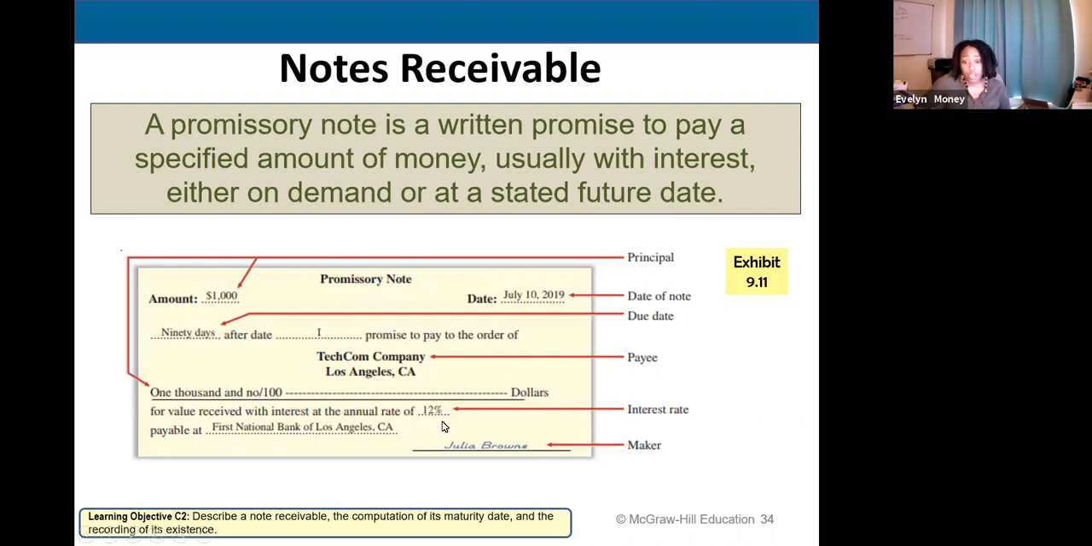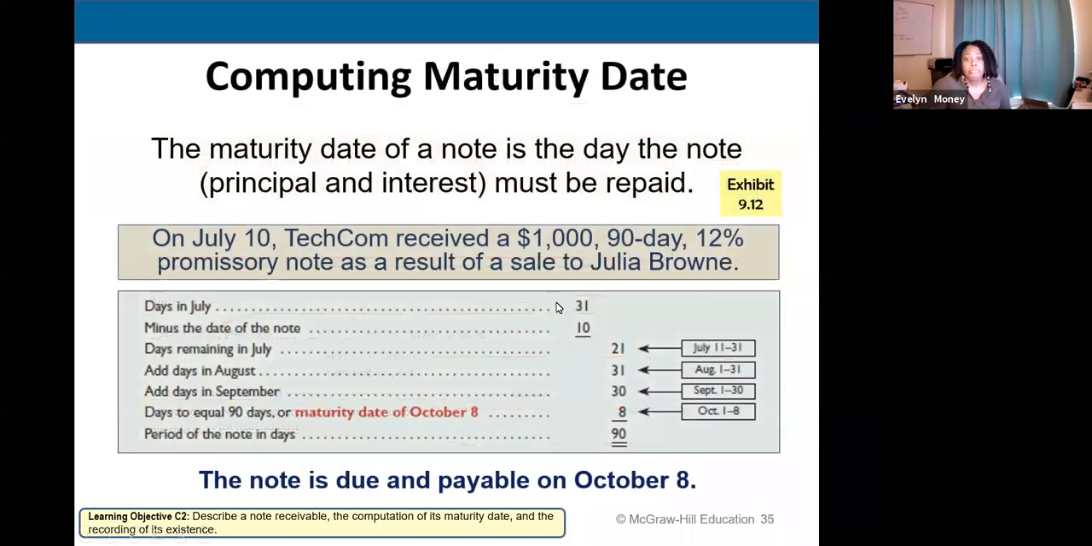For now, we're focusing on short-term notes receivable, which are notes that are less than 1 year. So we may have to convert this rate to a fraction of the year, but always keep in mind that the expressed rate is an annual rate. Notes receivable is an asset, just like an accounts receivable.